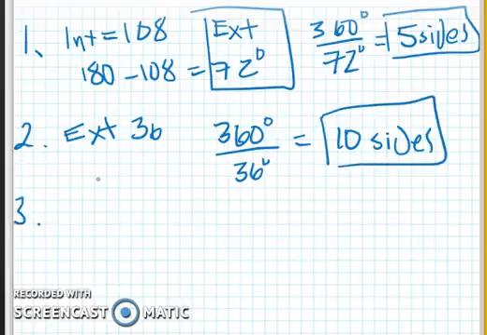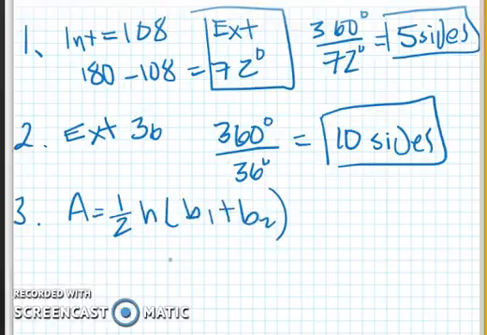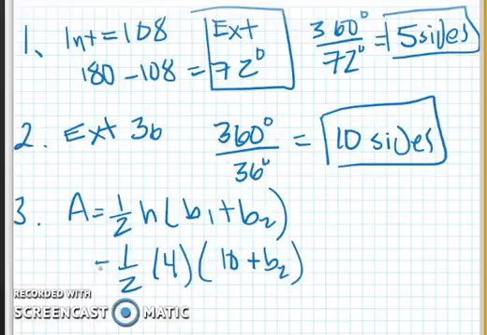Okay, number three. I know, just kind of jumping through these. Find the length of one base of a trapezoid, if the other base measures 10 centimeters, the height is 8, and the area is 100. So my area formula is equal to 1/2 height times b1 plus b2. 1/2 the height is going to be 4. Base 1 is going to be 10. Base 2 I don't know, and it tells me the area is 100.